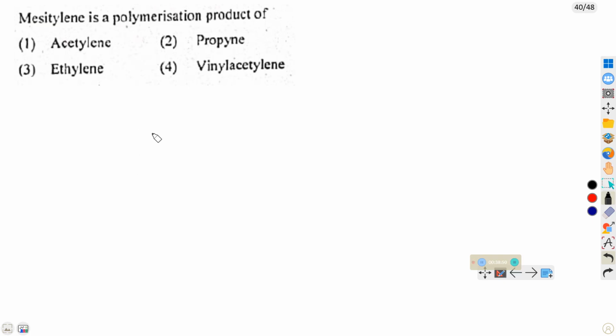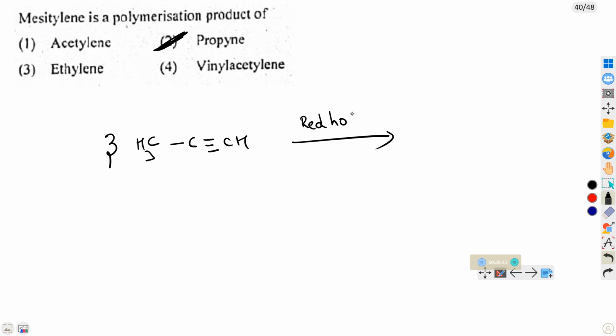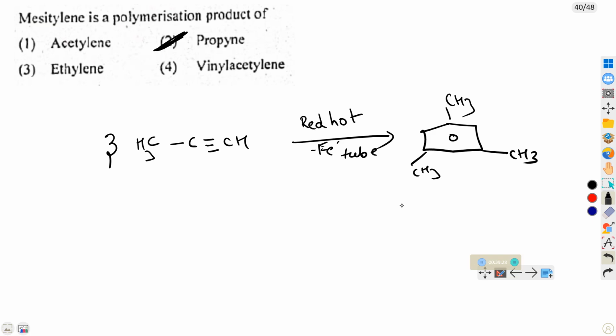Mesitylene is a polymerization product of propyne. Take the propyne. We know that acetylene is passed through red hot iron tube, then it gives benzene. You can pass propyne CH3C triple bond CH through red hot iron tube, then it gives mesitylene, CH3, CH3, CH3. 1, 3, 5 trimethyl benzene.